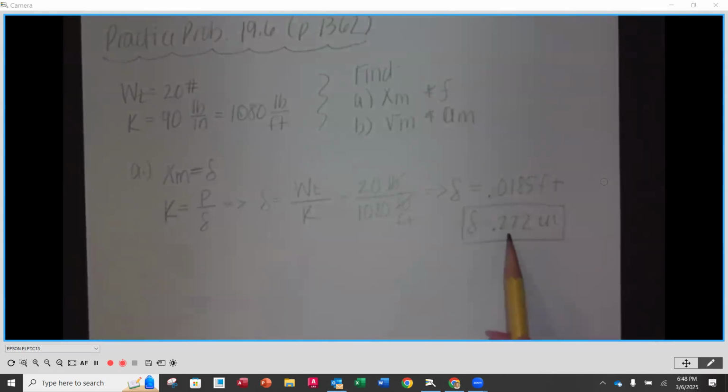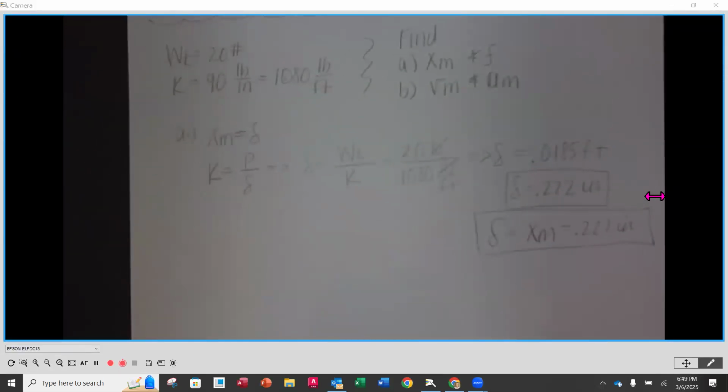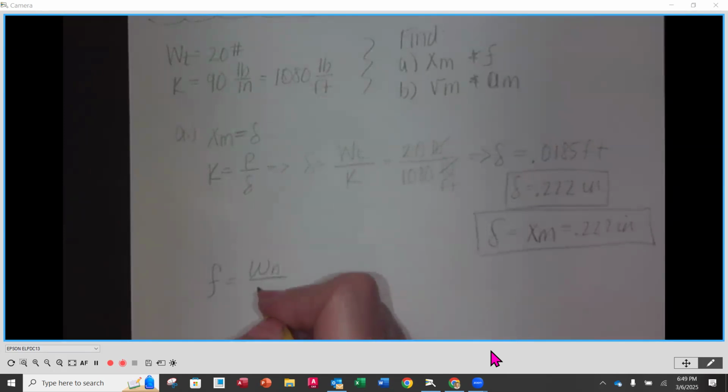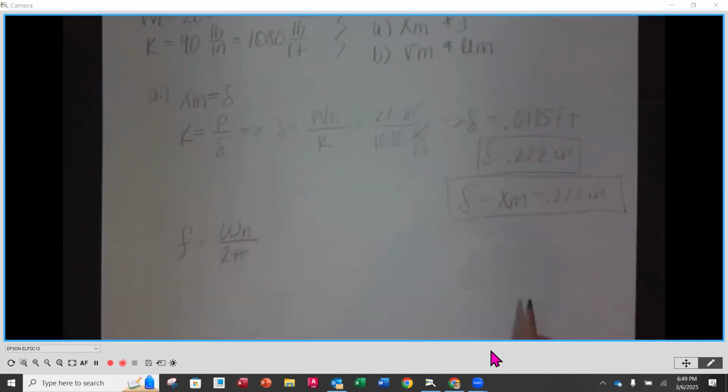All right, so that's the deformation, and we know that the deformation is equal to that maximum amplitude. So 0.222 inches is going to be that value. Then we need to find the frequency. The frequency is going to be equal to the natural circular frequency divided by 2 pi. So we need to calculate that value.